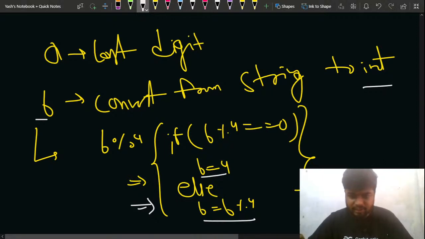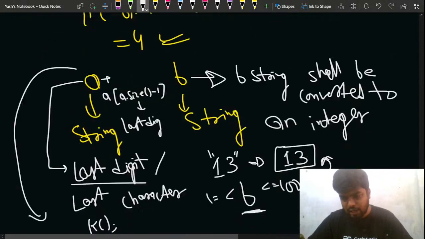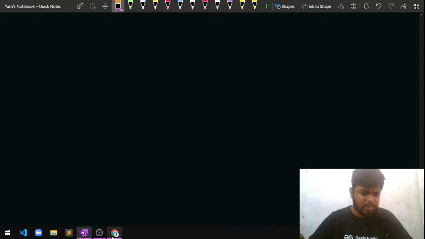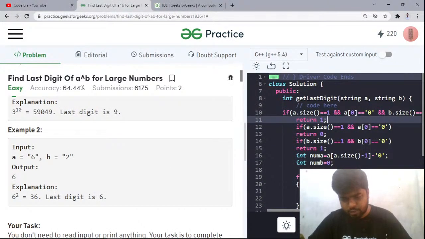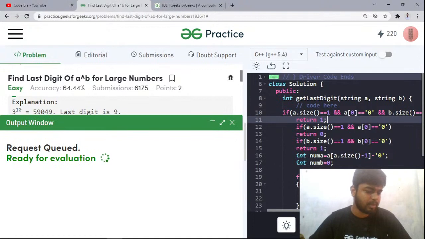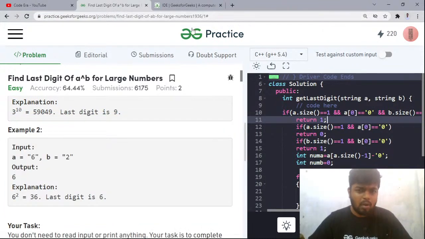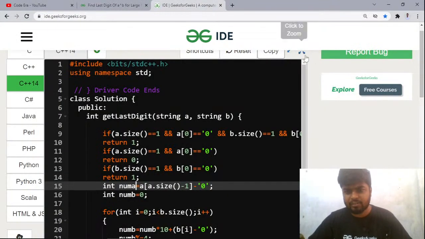Perfect. Right, so now shall we move to the coding part? Let's move to the code part. Let me show you. First of all, let me show you that the answer is getting accepted. So yeah, you can see that this answer got accepted in the best time possible, right? Now let me show you the code part that I have written for this problem.